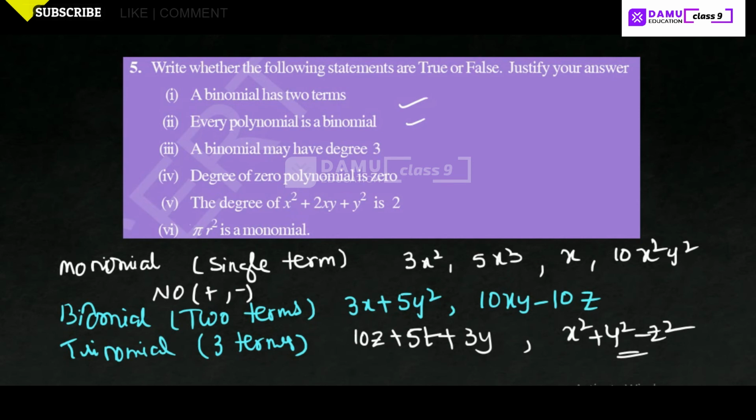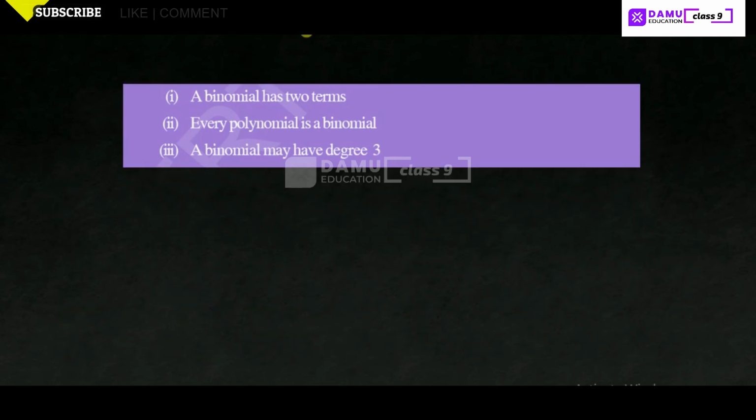Next, our first one: a binomial has two terms. Compulsorily it is true. Why? Because, as I told, in a binomial two terms should be there. Let's take any expression, 3x plus 4y. Here how many terms? 1 and 2. Two terms are there, so it is true. A binomial has 2 terms.